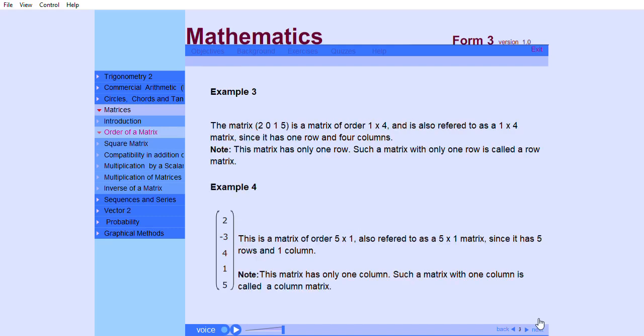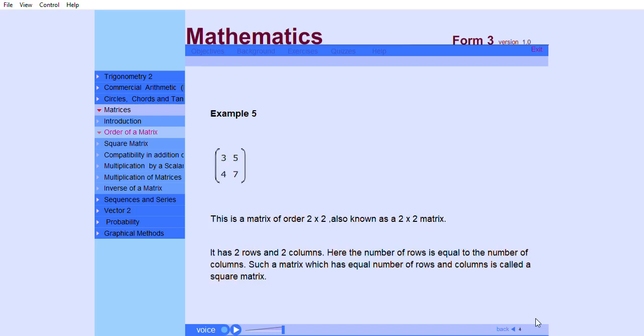Example 3. Matrix 2, 0, 1, 5. This is a 1 by 4 matrix since it has 1 row and 4 columns. Note example 5. Matrix 3, 5, 4, 7. This is a 2 by 2 matrix. It has 2 rows and 2 columns.